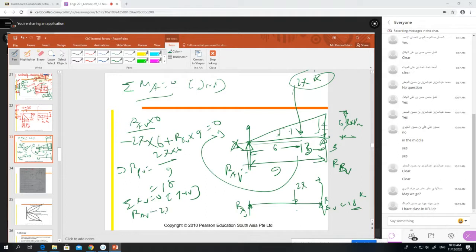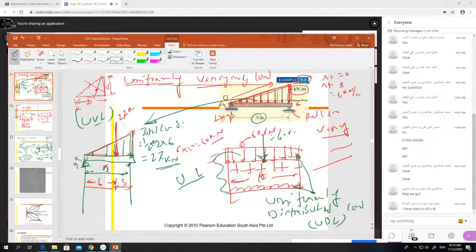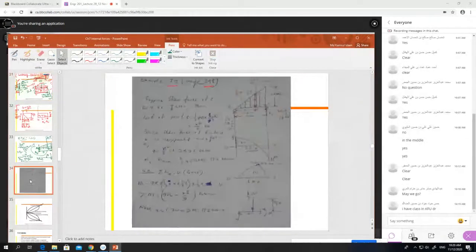So RAV minus 27 plus 18 equal to 0. So RAV equal to 9 kilonewton. Okay. So we got the reaction force here. RA is 9 kilonewton, and here RB is 18 kilonewton, right? So we have 9 kilonewton here and 18 kilonewton there.